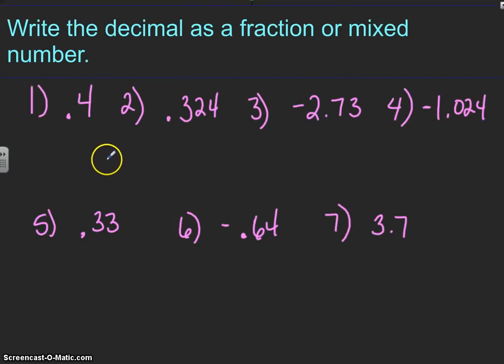Write the decimal as a fraction or mixed number. So 0.4 is simply 4/10, and we're going to reduce that. We're going to divide, and that's going to be 2/5.